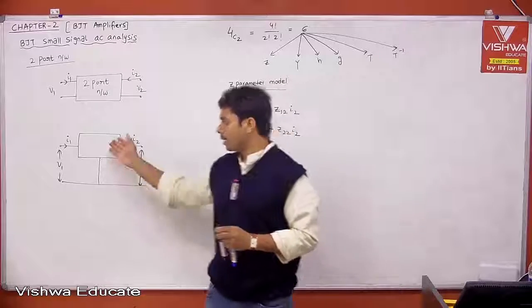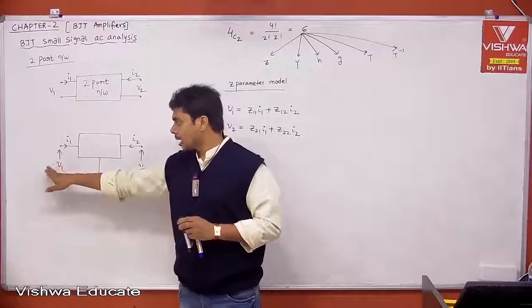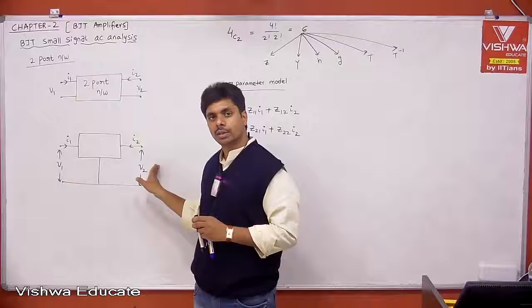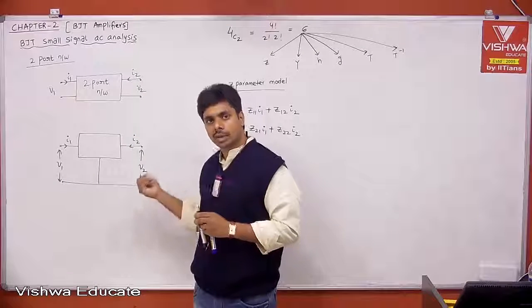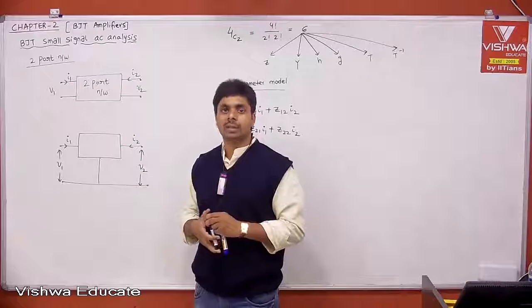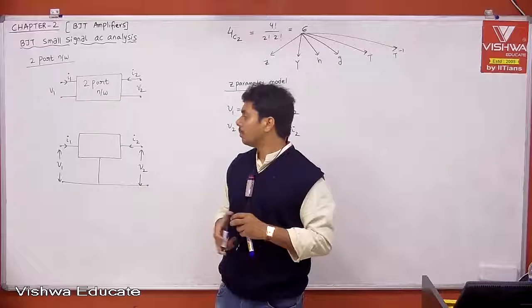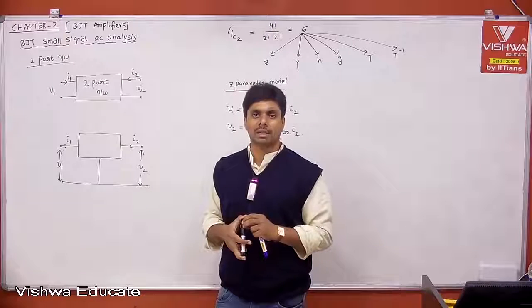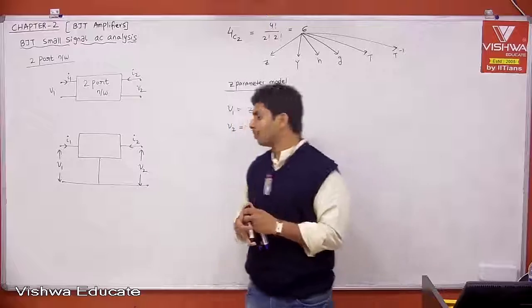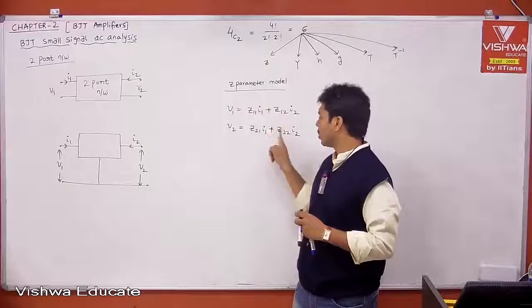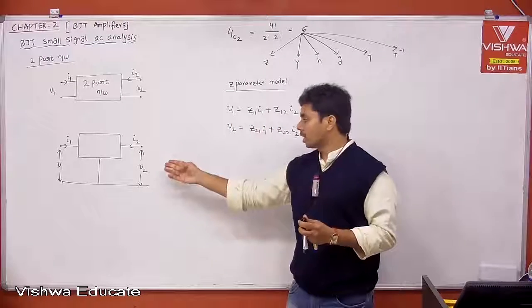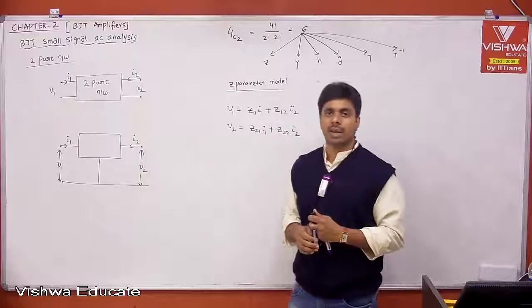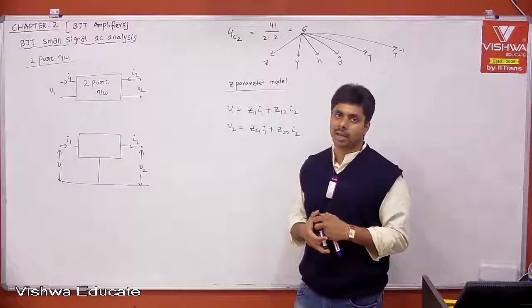Let us say it is an amplifier. If I give a signal at the input, I want to know what the output is, right? If I know the Z parameter model, yes, I can find the output. That is the advantage of two-port network analysis. But before that, we should know the values of Z11, Z12, Z21, Z22. Then only we can get the relation between output and input, and then we can get the response.